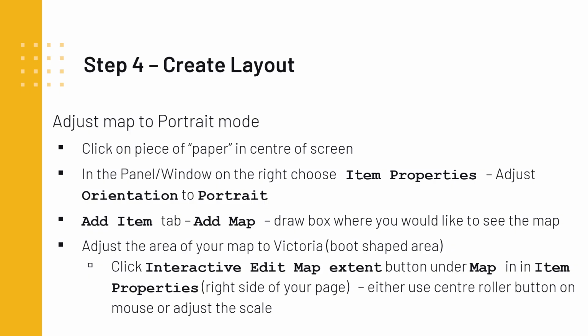Then you'd like to adjust your map to Victoria, which is kind of that boot-shaped area. To do that, you're going to click the Interactive Edit button, Extent. Okay, so this is a really small button that's under Map in the Items Property panel that's on the right side of your page. Then you can either use your center roller button or the button on your mouse, or adjust the scale accordingly.